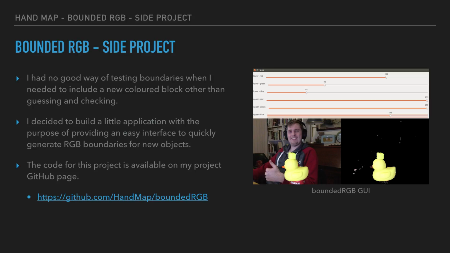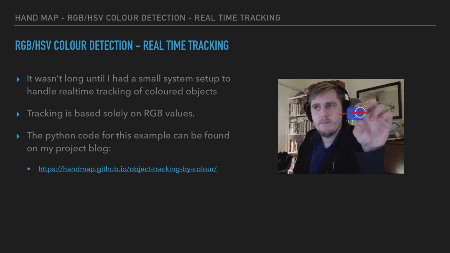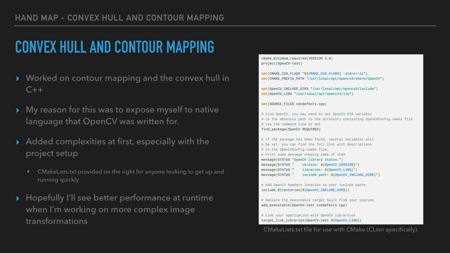Hopefully I'll be able to use this little application when calibrating my system for new objects with different colors. It wasn't too long until I had a small system set up that could handle real-time tracking of colored objects. You can see on the right that the camera tracks and provides a little tail of where the box was detected and where the box is moving to. The tracking is solely based on RGB values, and the Python code for this example can be found on the project blog.